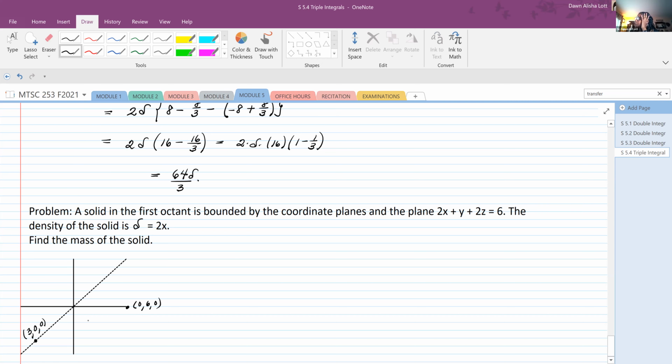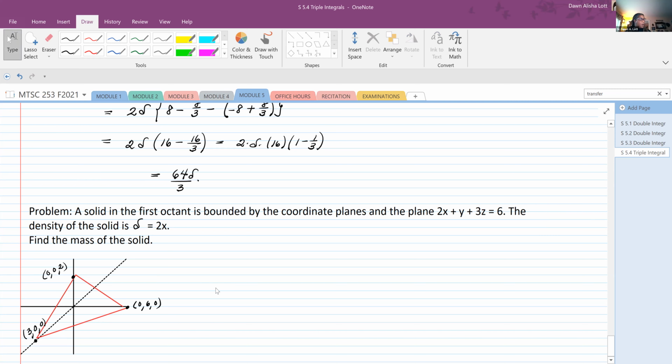And if x and y are 0, I meant for this to be a 3 because I want z to be 2. So this is 0, 0, 2. Okay. So here's your plane on top. This one's similar to the last one, but it's a little different, and you will see that the bottom is going to be different too.